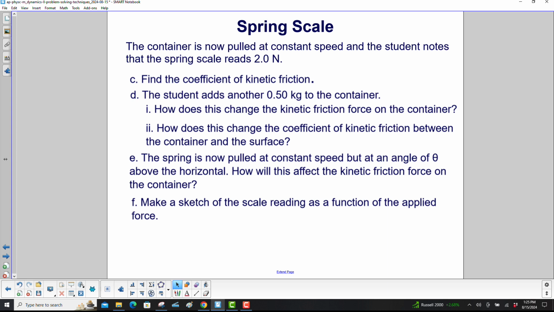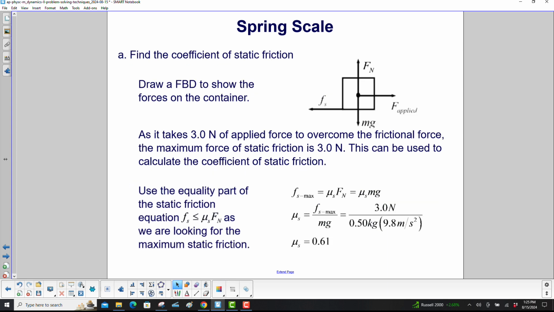E. The spring is now pulled at constant speed but at an angle of theta above the horizontal. How will this affect the kinetic friction force on the container? And F. Make a sketch of the scale reading as a function of the applied force. Find the coefficient of static friction.